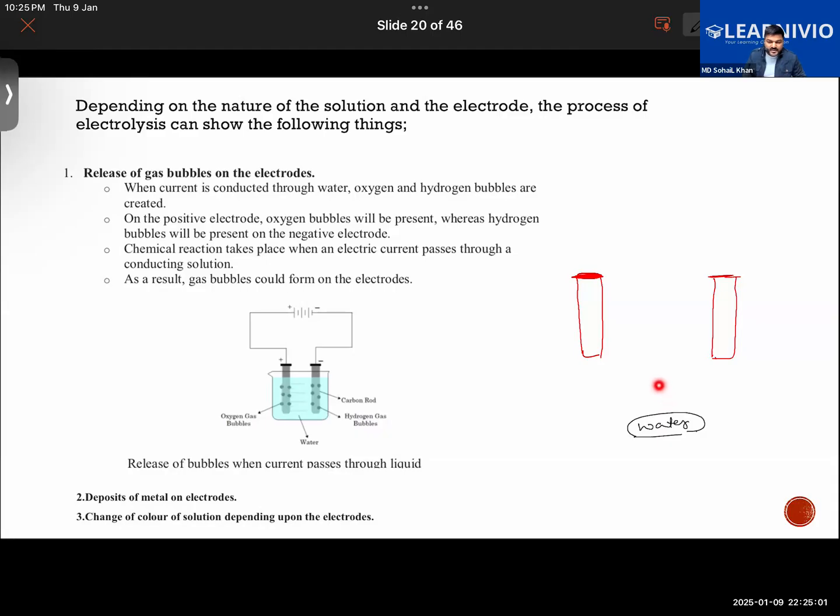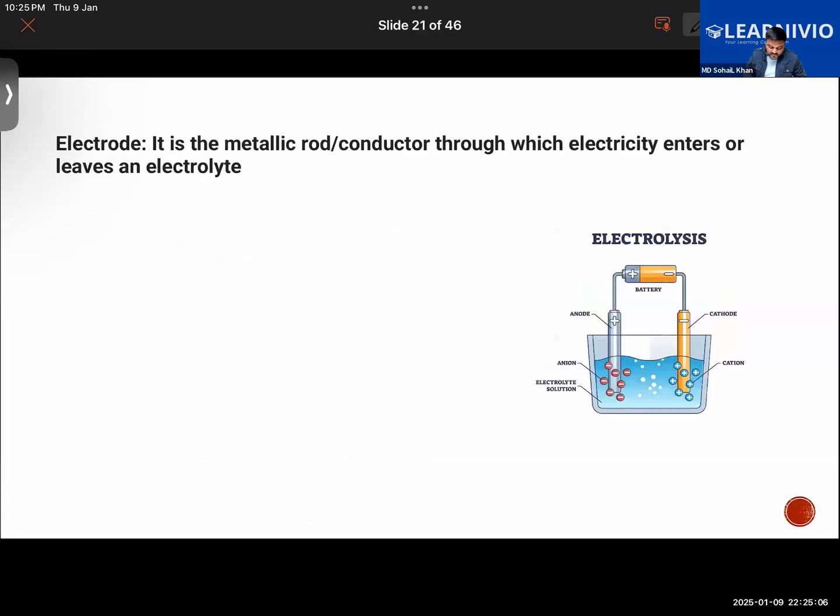See, when the electricity passes through it, water will split up. By the way, let me give you a brief introduction to the electrodes also. Electrodes are basically conducting rods through which electricity enters or leaves the electrolyte. The one connected to the positive terminal of the cell, the battery, becomes the positive electrode, which we call the anode. The other one, connected to the negative terminal, will be the cathode. Got it so far, everyone?